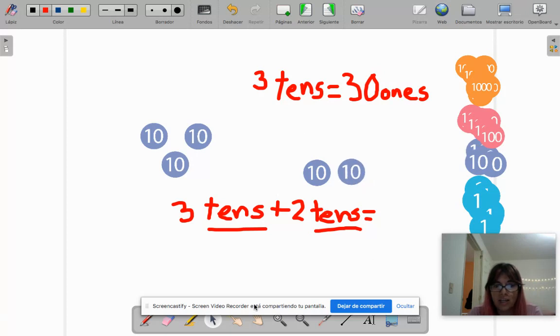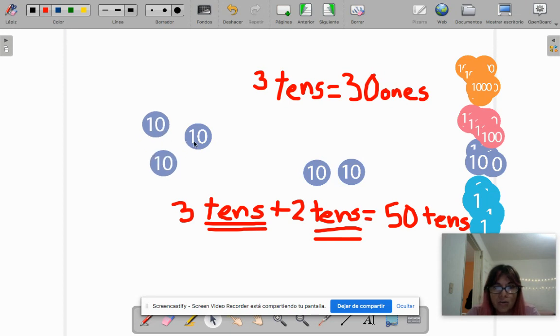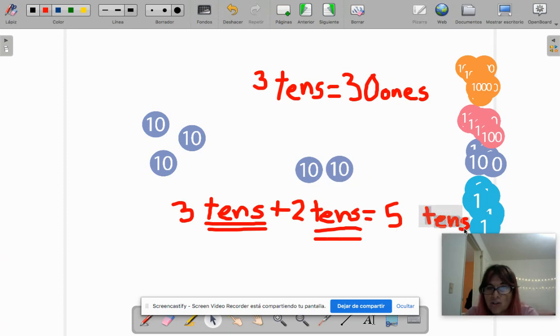So how many in all? Sometimes boys get confused and they put 50. And no, that's what I want to explain in this example. If we're using the word tens, your answer needs to have also the word tens. And if we put 50, that means that we should have here 50 circles. And do we have 50 circles? No, right? We only have 1, 2, 3, 4, 5. We have 5 circles. So the answer should be only 5 tenths.